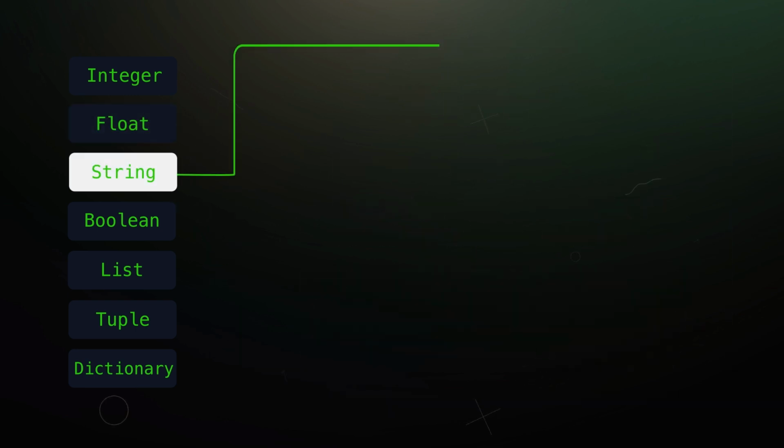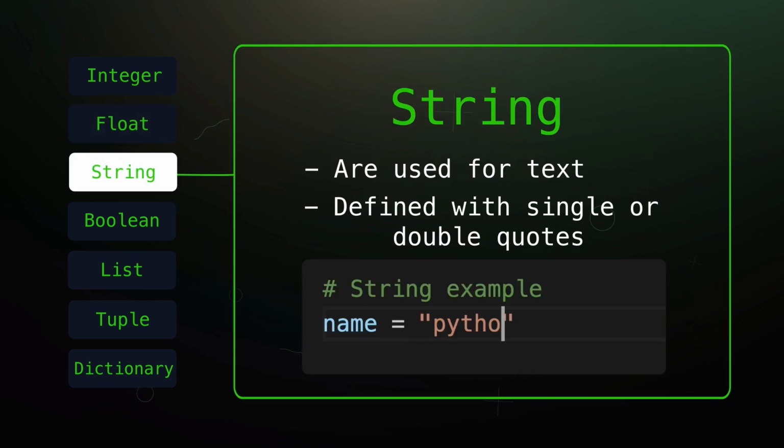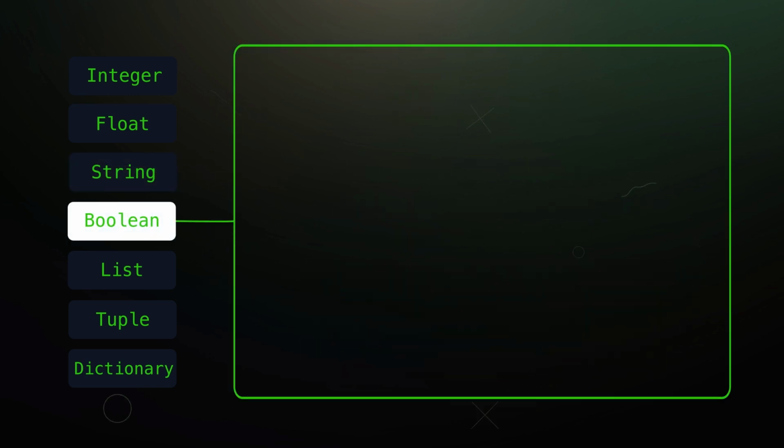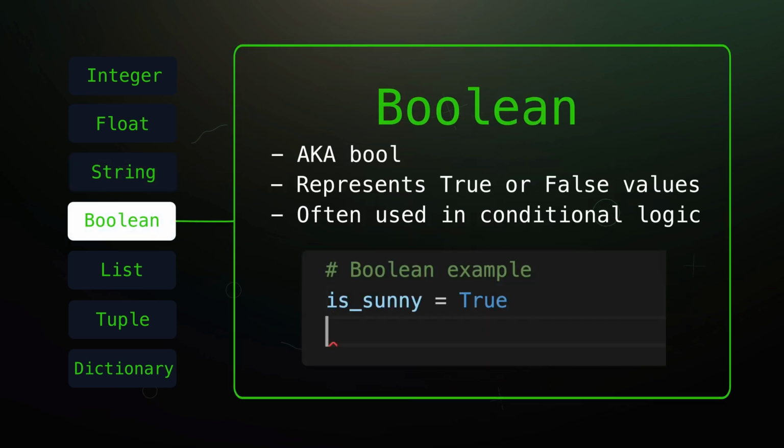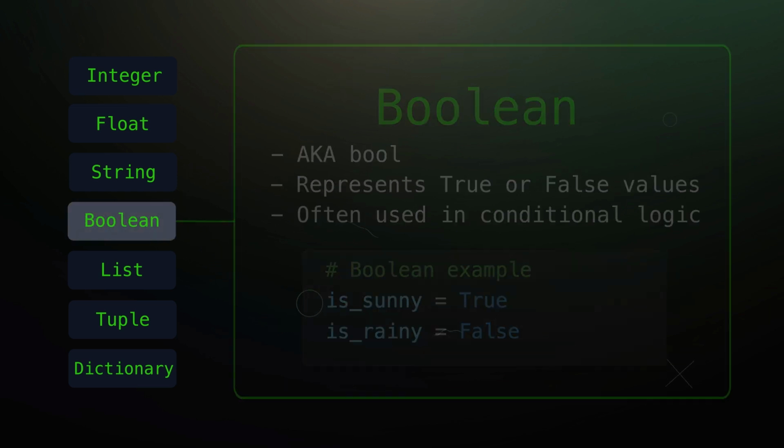Next up, we have strings that are used for text. You define a string with either single or double quotes. Then we have booleans, often referred to as bools. These represent true or false values and are typically used in conditional logic. In Python, booleans must start with a capital letter.